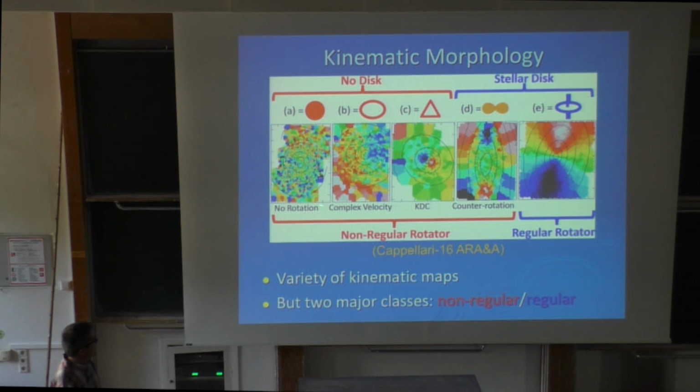I won't go into the detail of these four different types, but all together I call them non-regular rotators, and again the picture speaks by itself. They are everything that doesn't look like this. They are inconsistent with being inclined disks.